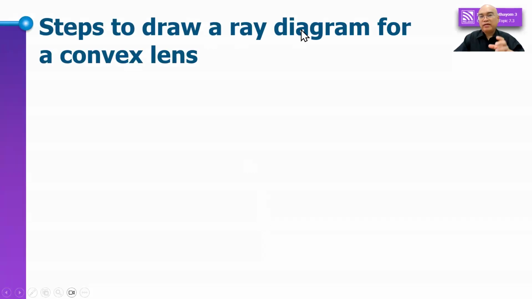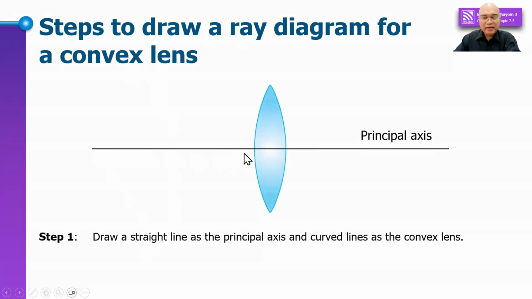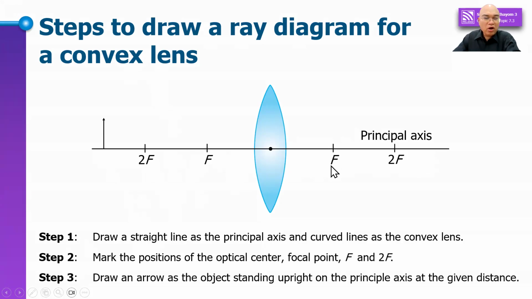Steps to draw a ray diagram for a convex lens. Step 1. Draw a line as the principal axis and curved lines as the convex lens. What to do next? Mark the positions of the optical center, the focal point F and the 2F. And then draw an arrow as the object standing upright on the principal axis at the given distance. Okay? Here is the given distance, object distance.